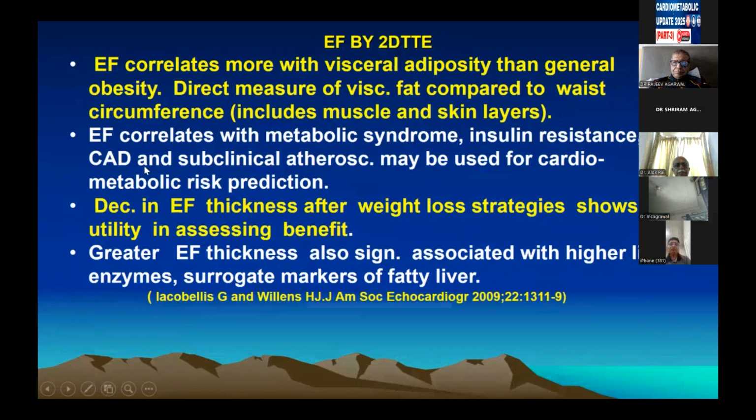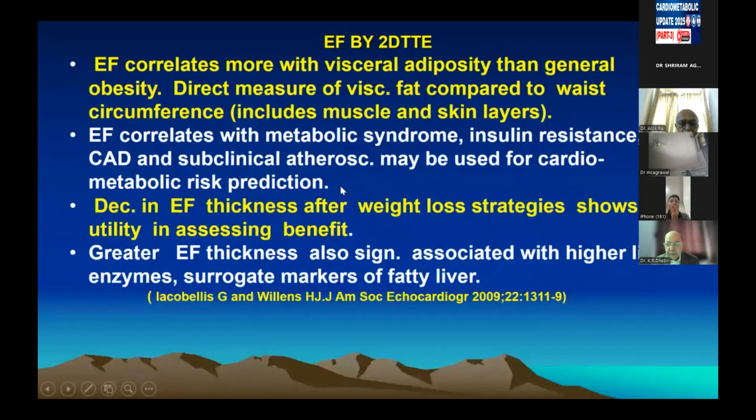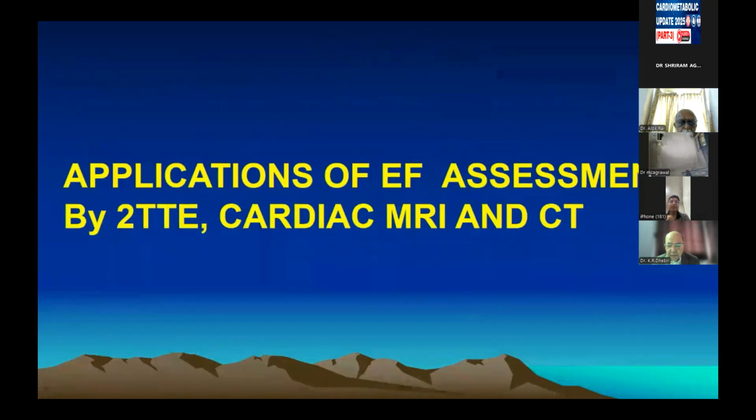So this epicardial fat correlates with metabolic syndrome, insulin resistance, coronary disease, and subclinical atherosclerosis, and may be used for cardiometabolic risk prediction. Also, a decrease in epicardial fat thickness after weight loss strategies shows its utility in assessing the benefit of these newer weight loss drugs such as semaglutide and tirzepatide. So that's the importance of the epicardial fat pad.